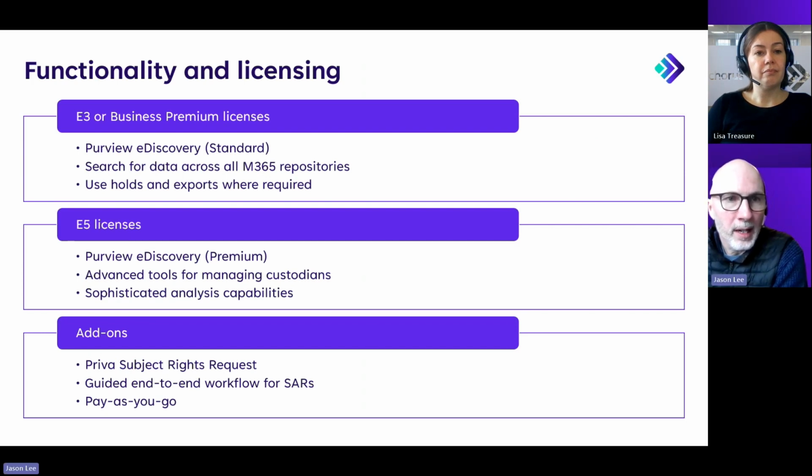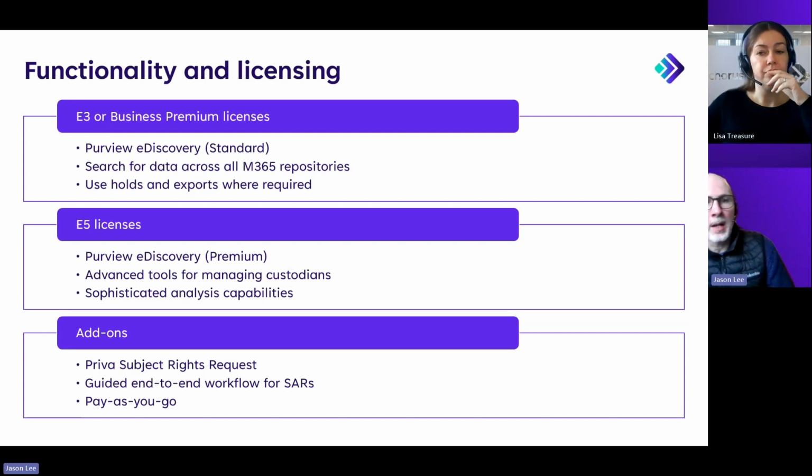eDiscovery, as we covered earlier, you get the standard version at the E3 or the business premium license level. In terms of scope, it is complete. It does cover everywhere you can store data in Microsoft 365. It also gives you the ability to use holds and exports where you need to. The premium version of eDiscovery, the scope is the same. It's just giving you more sophisticated tools for analysing and managing that content and managing what we call custodians, so the people who own that data as well.